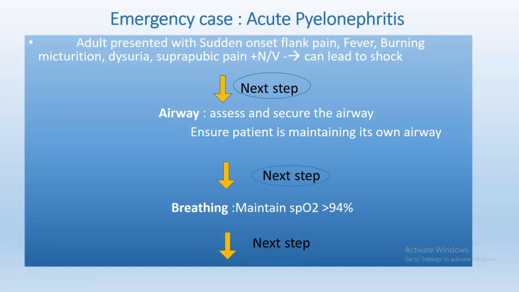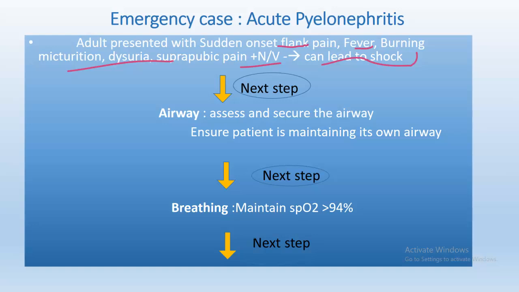We have an adult who presented with sudden onset flank pain. He had sudden onset flank pain, and with it the patient also had fever, burning micturition, dysuria, suprapubic pain, nausea, and vomiting. If the patient is not acutely managed, it can lead to shock. So here we'll be talking about the patient without shock, because we just want to manage acute pyelonephritis.